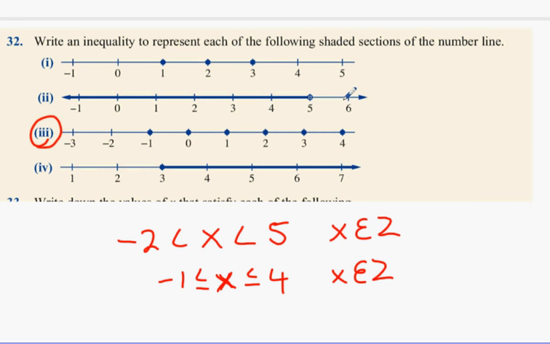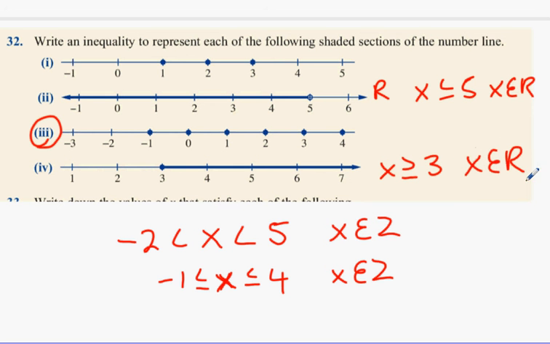Anybody else? We're good? Perfect. The other 2's are r's, aren't they? That one is just like x less than or equal to 5. X element r. See the way it goes on forever? And then this one here is just x greater than or equal to 3. Once again, x element r. Right there, pretty handy. Now, let's move on.